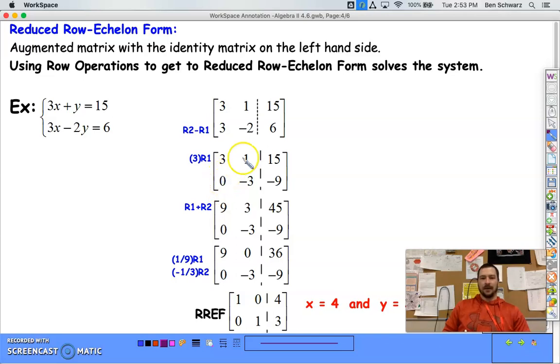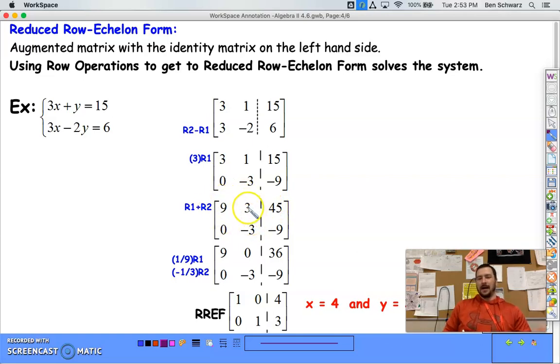The other 0 I want is up here. Well, right now, these aren't matching. So what I want to do is take row 1 times 3. That'll get these two to match up. So 3 times 3 is 9. 1 times 3 is 3. 15 times 3 is 45. So now I have these two matching.